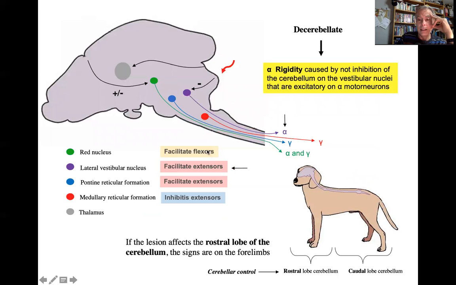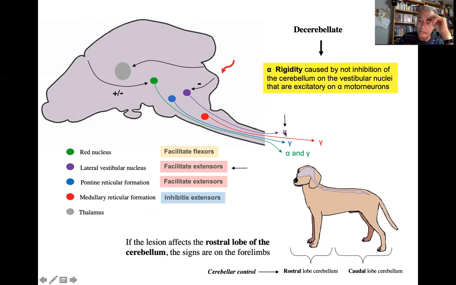And what do we see in the case of decerebellate rigidity? We end up having an alpha rigidity. The vestibulospinal tracts act on motor neurons, mainly alpha motor neurons, so we have an alpha rigidity. This is caused by the cerebellum not working, that is, not inhibiting these vestibular neurons that project to the alpha motor neurons.